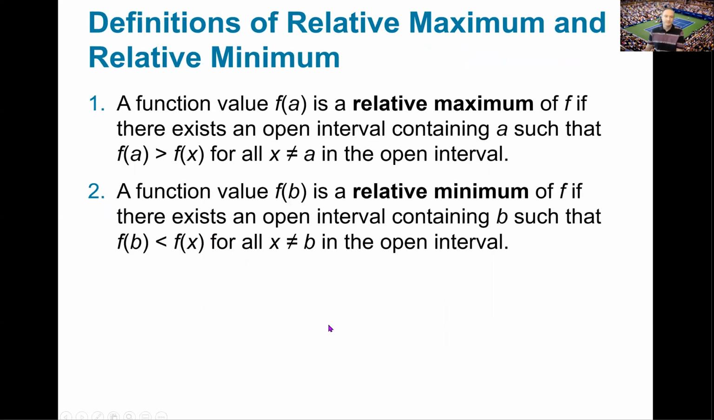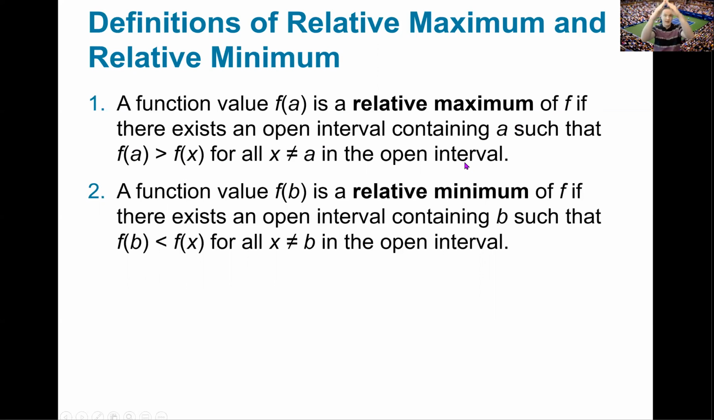Good problem there. Now, talking about those relative maxima and minima, we can say that the point f of a, and notice that's a y value, the y values are always our maximum or minimum points. The function's value, f of a, is a relative maximum of the function f if there exists an open interval containing a such that f of a is greater than all the other values of f of x for all x that's not equal to a in that open interval. So all that's saying is for any point to the left and right of x equals a, everything's going to be lower than the value of f of a itself.